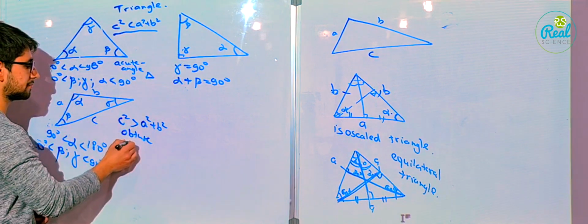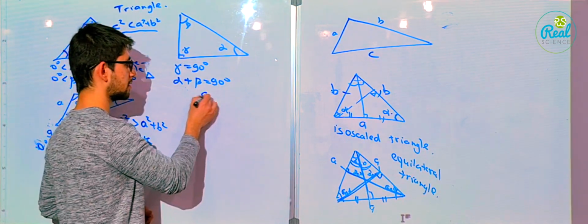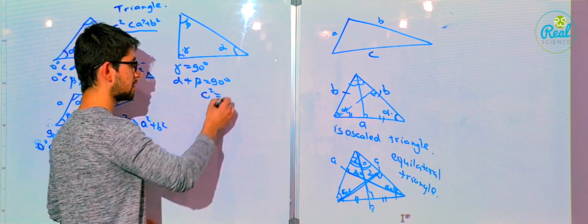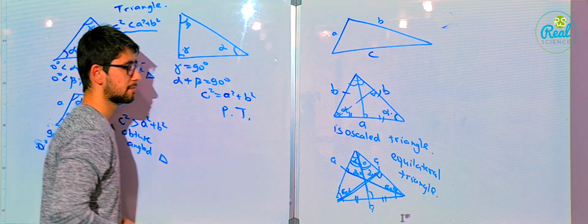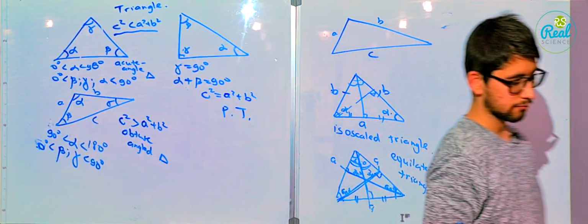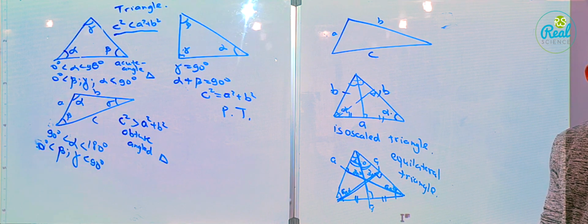What about this? Equal. This is the Pythagorean theorem, right? c square equals a square plus b square. Pythagorean theorem. So some more inequalities for you guys to remember.